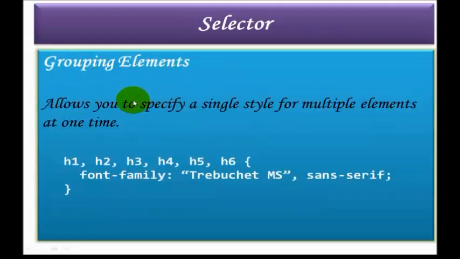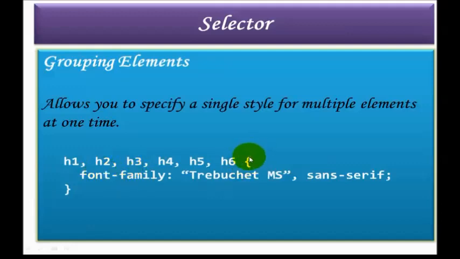So grouping elements allows you to specify a single style for multiple elements at one time. If you want to specify a single style for multiple elements, here is the answer: grouping elements. For example, I want to group H1 to H6 for a single style, or else I want to apply a single style for all heading level elements, H1, H2, H3, H4, H5 and H6. So here you can use commas: selector 1 comma, selector 2 comma, selector 3. Likewise, you can use any number of selectors.